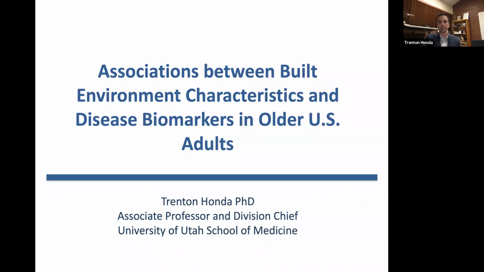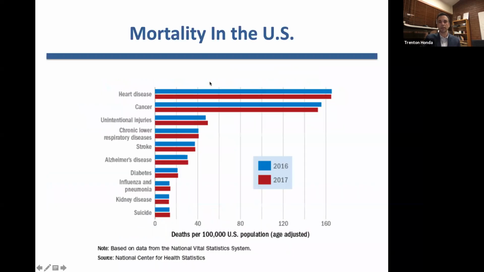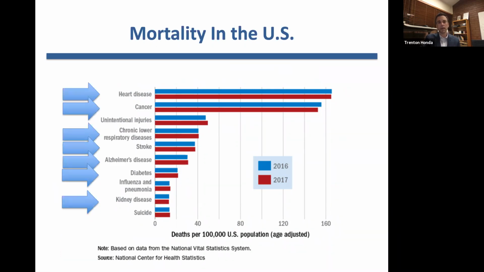Let me see if it's going to let me actually advance the screen here. Okay, so these are the 2016 and 2017 causes of mortality in the United States. And interestingly, if we look at the highest number of causes of mortality, most of these are occurring in older adults. And the vast majority of them are associated with inflammation or are diseases associated with inflammation, and also diseases that are associated with diabetes.